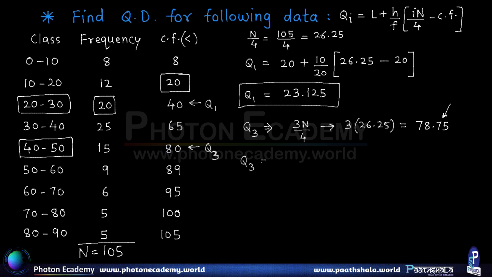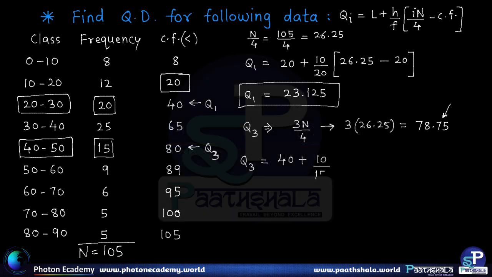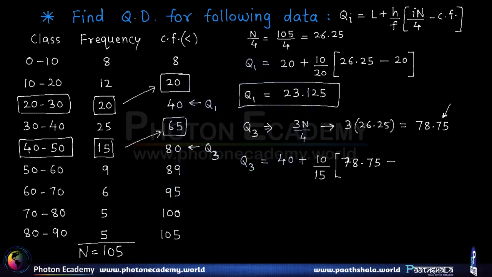Now we substitute the values. For Q3 the lower limit is 40, plus h is 10 upon the frequency of that particular class, which is 15, into (3n by 4, which we just found is 78.75, minus the cumulative frequency of the previous class, 65). We must keep in mind that the cumulative frequency used is always that of the previous class. On simplifying we get Q3 as 49.16.